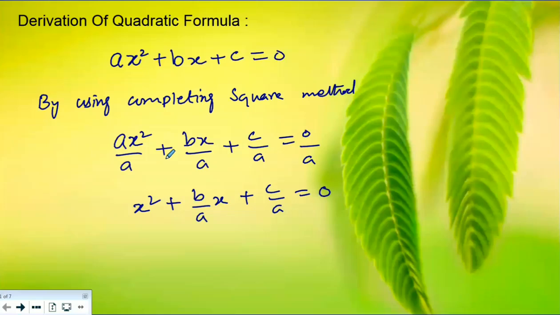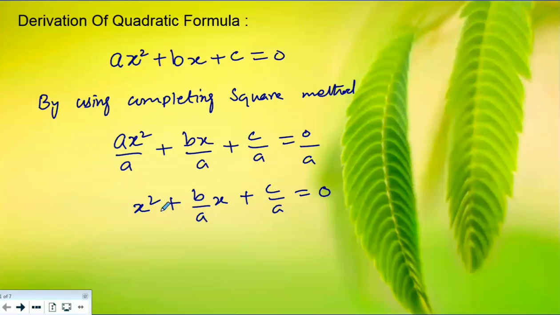So we will do all the steps for the completing square method. The first step is to write the equation in standard form. This equation is already in standard form. Now we need to divide both sides of the equation by the coefficient of x square, which is a. So we just divided and simplified.